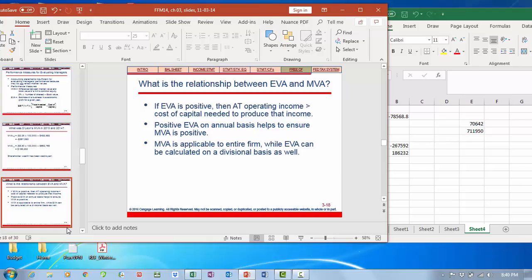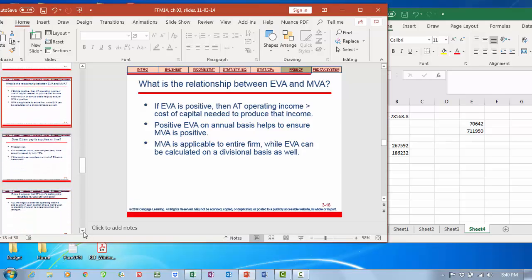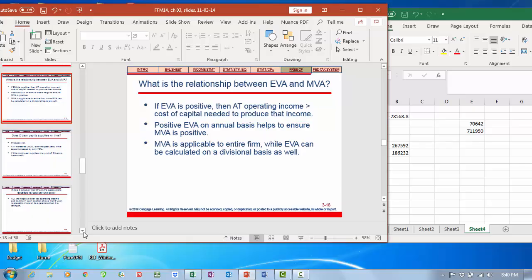Positive EVA on an annual basis helps to ensure MVA is positive because it keeps on adding to the market value of the firm. MVA is applicable to the entire firm, whereas EVA can be calculated on a divisional basis. So you can break it up. Let's say if I have a chain of restaurants, I can break it up into different restaurants to see which one is really adding a higher economic value. And sometimes companies make that decision to shut down brands. For example, GM, when they shut down Hummer or the Pontiac brand, must have looked at the market value added, that is, which brands were really providing much addition to the market value compared to the other ones.